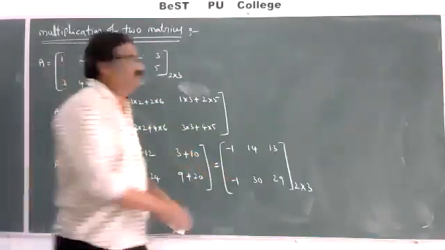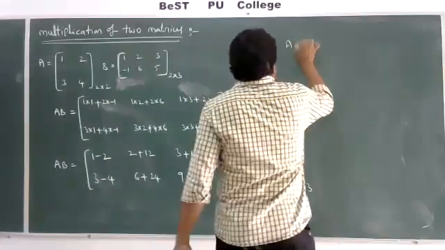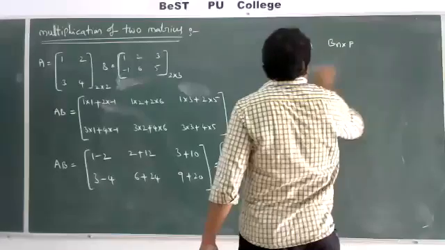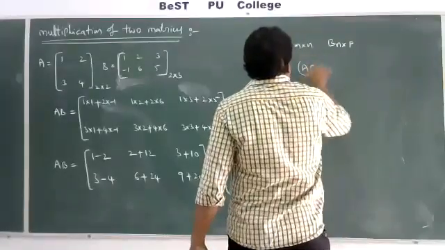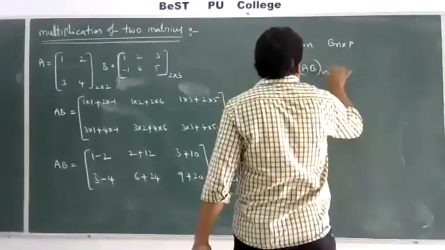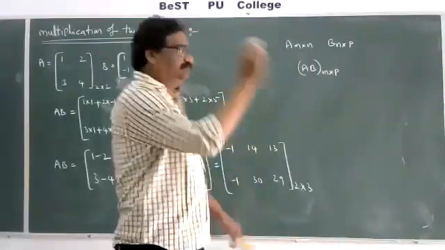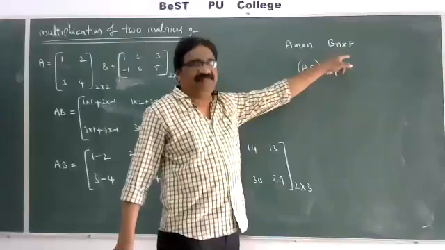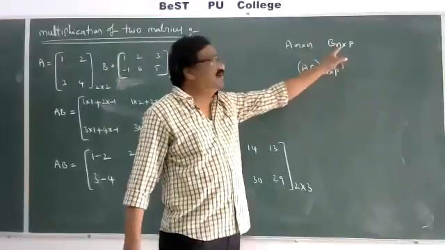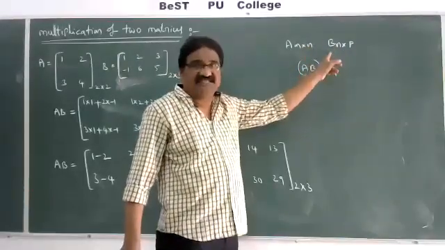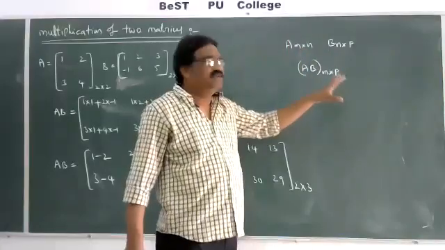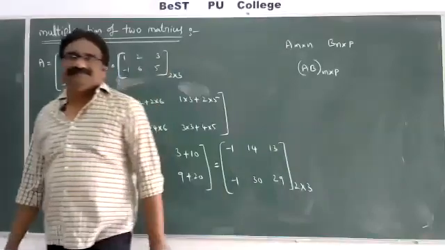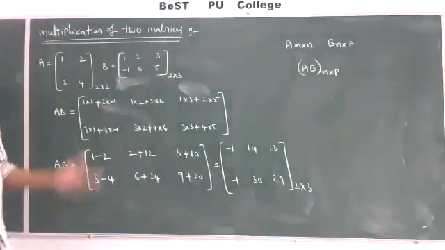For example, A is an m by n matrix and B is an n by p matrix. Here the number of columns is equal to the number of rows, so AB exists. After multiplication, n cancels, and you get an m by p matrix. The order of the matrix is m by p.